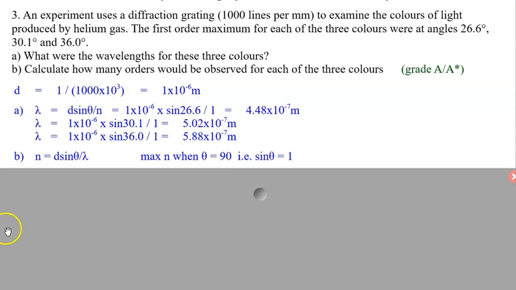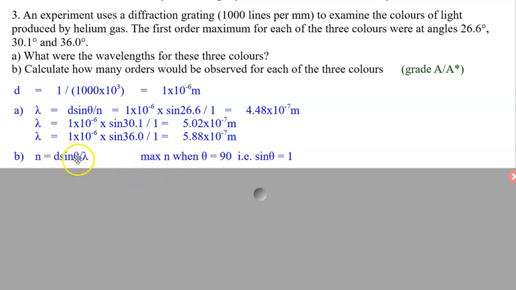So what we need to do is find the value of n. Rearrange this formula to make n the subject: n equals d sine theta over lambda. For our first lambda, this is our 4.48 × 10 to the minus 7, and we're trying to calculate how many dots basically. d is the same.